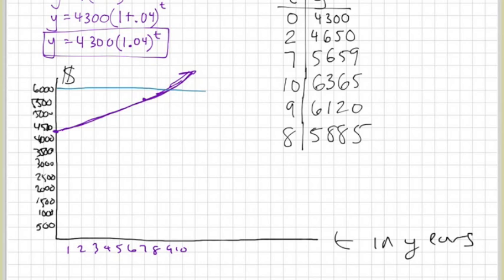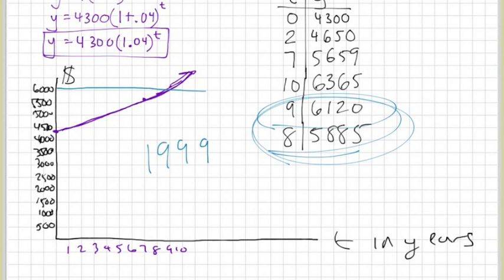We can see either from the graph or from our chart that it was somewhere between year 8 and year 9. So since this started in 1990, then we would say in 1999. Sometime 1998, 1999. They usually only change tuition rates at a semester or even at a year, so we'll kind of round up on that.